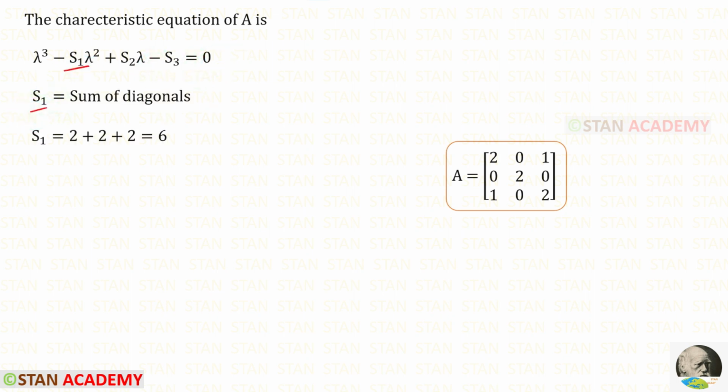S1 is the sum of the diagonals. Here we have the diagonals 2, 2 and 2. When we add the three of them, we will get 6.